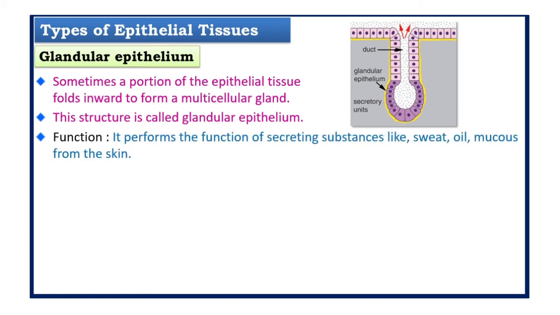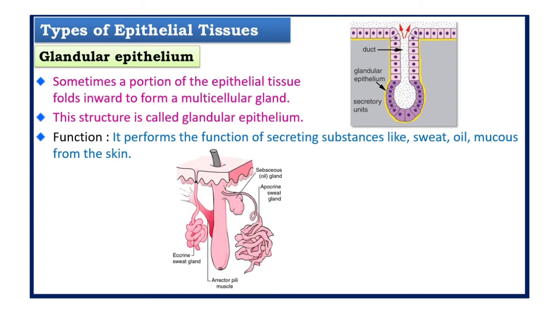The main function of this cell is secreting substances like sweat, oil and mucus from the skin. The sweat which is secreted is because our skin has sweat pores. Oil is coming out because we have oil glands. Mucus comes out from the nose. So all these things are there because we have glands located at particular places.